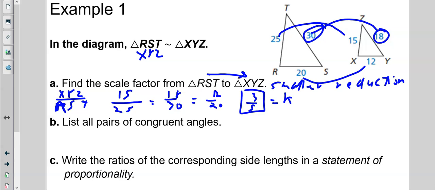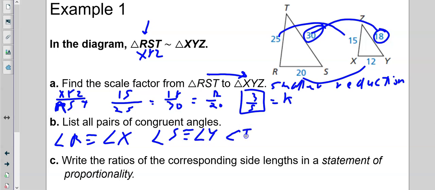List all pairs of congruent angles. Well, that's our little trick right here. Angle R is congruent to angle X. Angle S is congruent to angle Y. And angle T is congruent to angle Z.